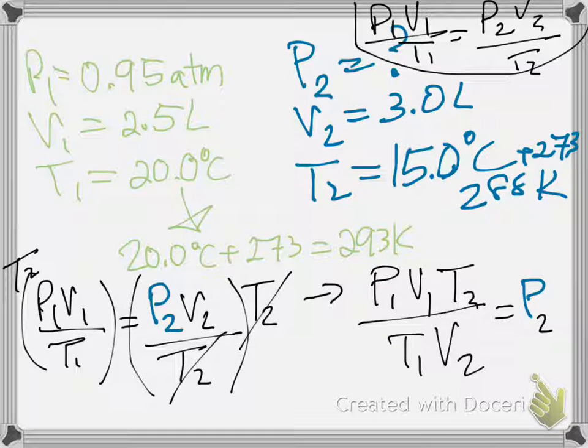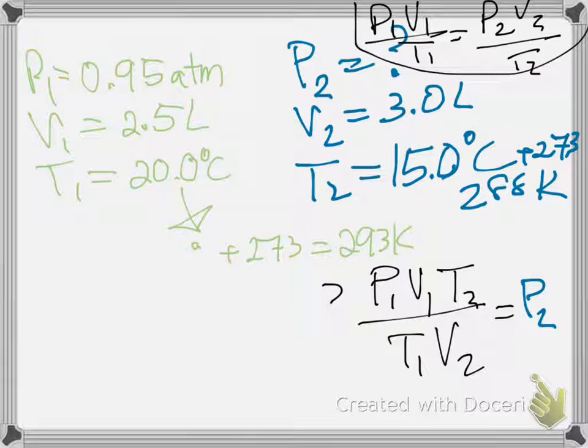So our equation is P1 V1 T2 divided by T1 times V2. It sounds complex, but it's a lot easier this way than trying to plug the numbers in and make it work out. Okay, so to solve for P2, I'm just going to substitute the variables that I already know.